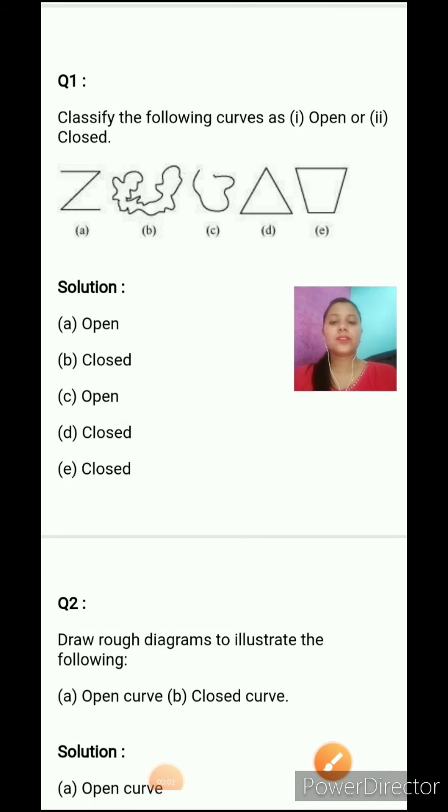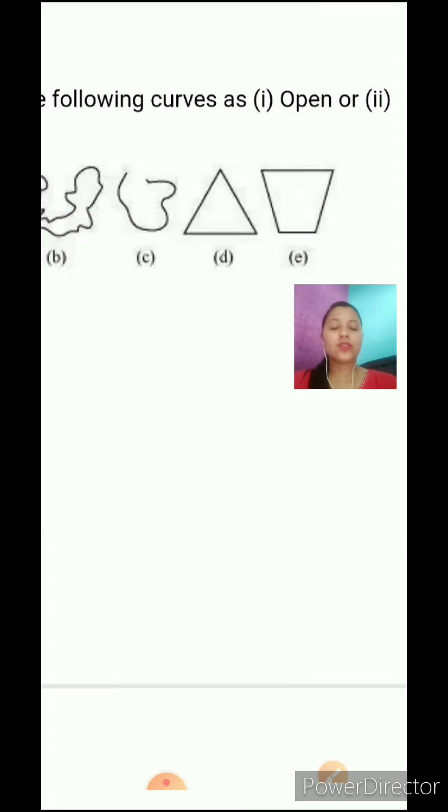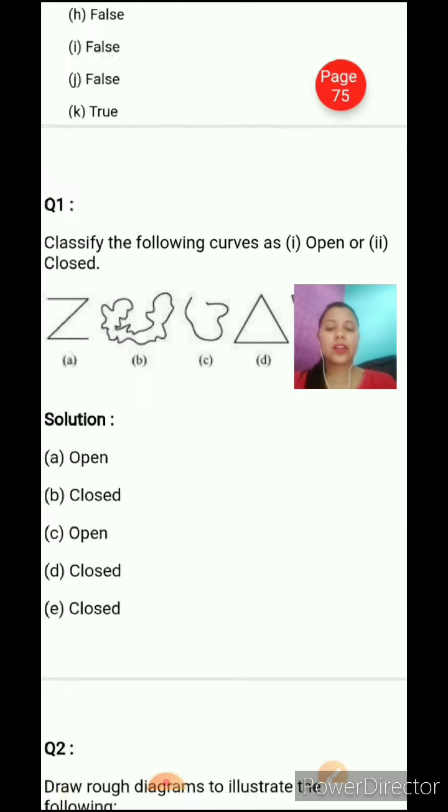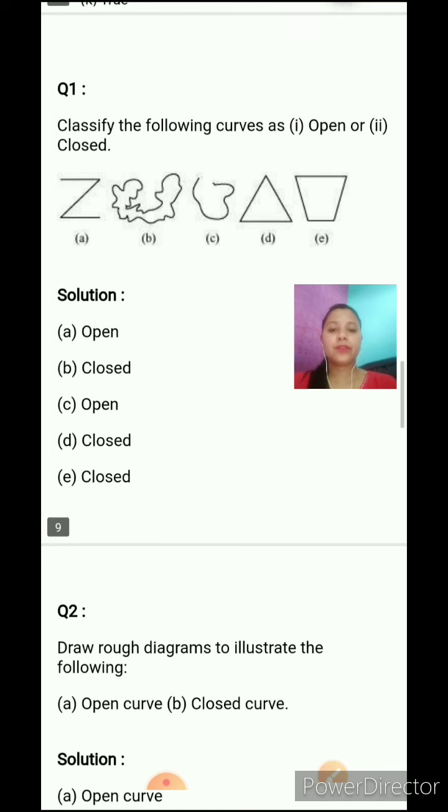Okay, so now start your exercise 4.2, chapter number 4, basic geometrical ideas. In exercise 4.2, question number 1 is classify the following curve as open or closed. As you can see in this screen, we have 5 diagrams, 5 curves, and you have to choose open curve and closed curve.